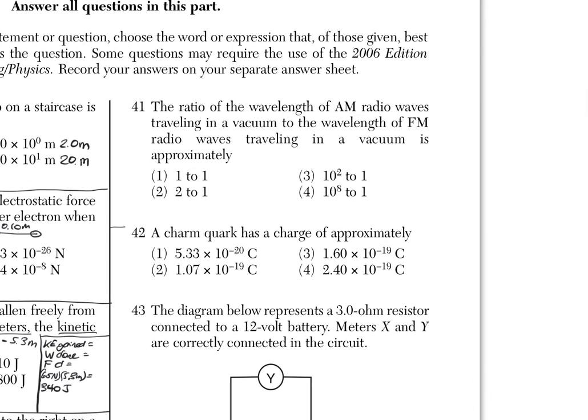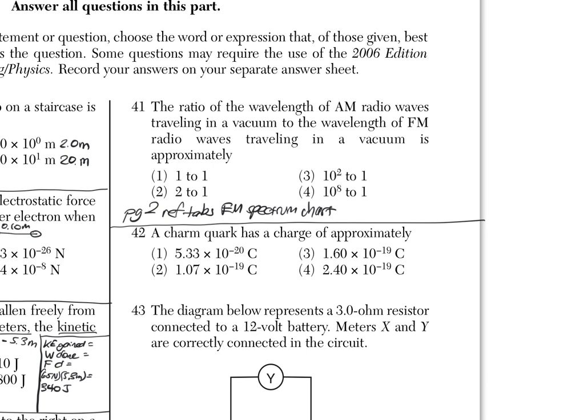Then we have 41, and it says the ratio of the wavelength of AM radio waves traveling in vacuum to the wavelength of FM radio waves traveling in vacuum is approximately what? So we're going to check page 2 of the reference tables in order to look at the EM spectrum chart. And so checking the chart, we have AM radio waves are between 10 to the 2 to 10 to the 3 meters. So you're talking about 500 meters.